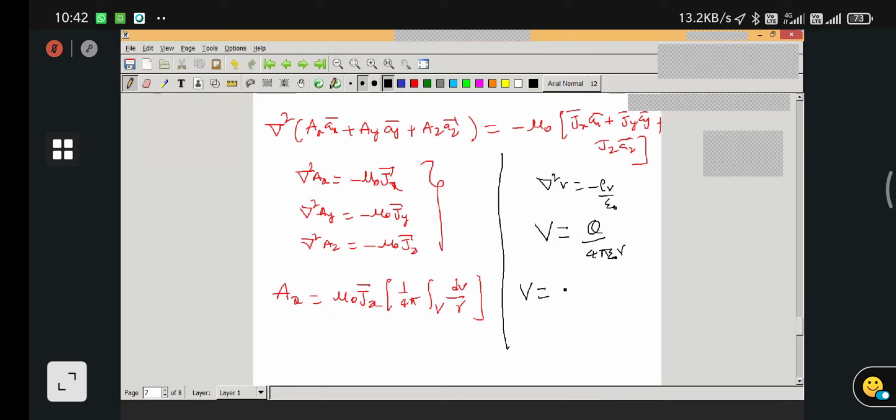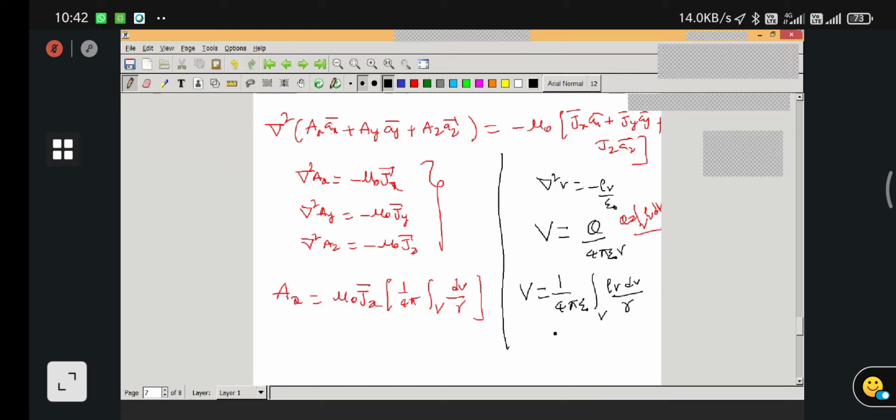First of all, take a pen and paper and practice. V is equal to 1 by 4 pi epsilon, taking the volume integral of rho v dv divided by R. I am writing this in red pen: this Q is nothing but the volume integral of rho v dv. Q equals the volume integral of rho v dv.